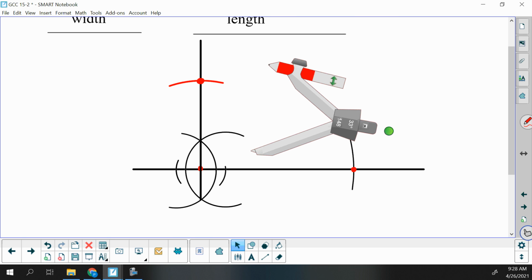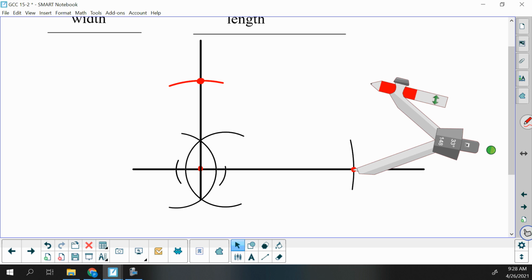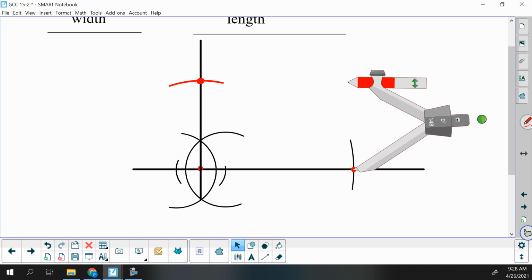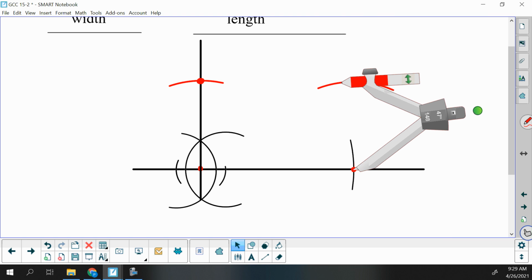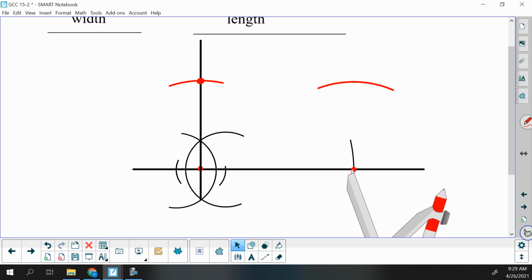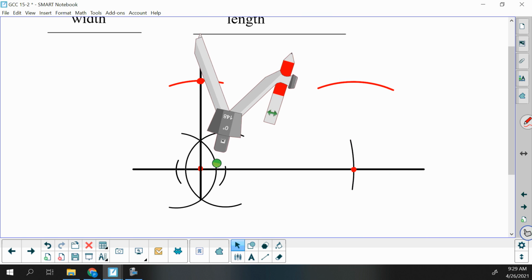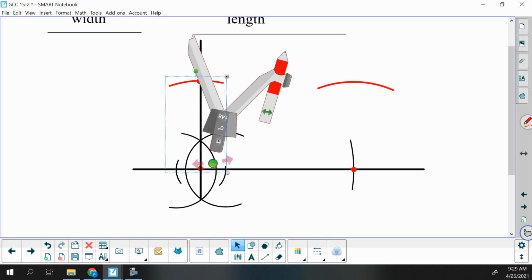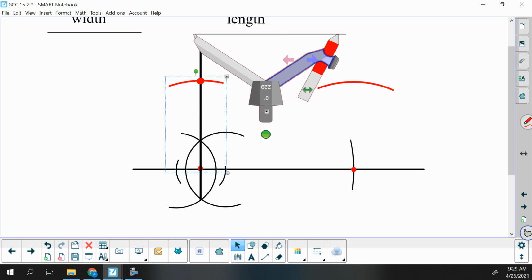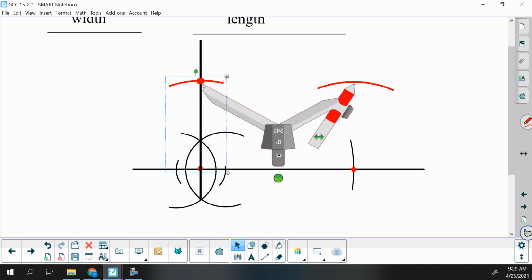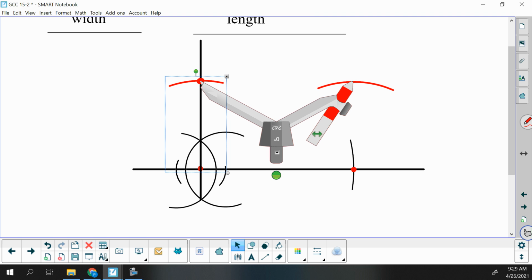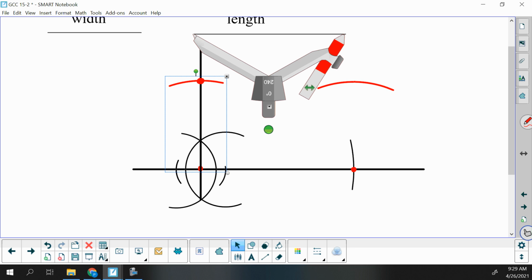And then keep your compass the same, open to the width amount. And from this bottom right one, we're going to make an arc with that width. And then we've got to go back to the length. We'll put our point on one end and open it back up to the end of our length. And we'll mark off that amount here. Oops, I think I might have moved mine slightly.